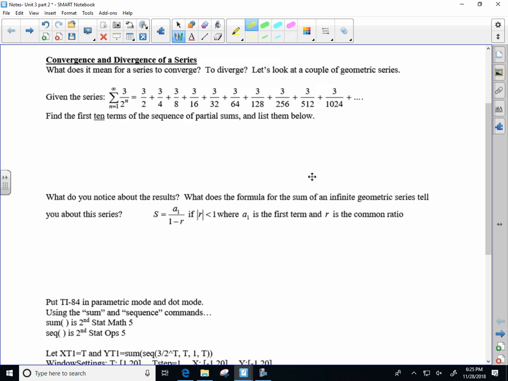So, convergence and divergence of a series. What does it mean for a series to converge? Well, we've kind of discussed this already. We settle on a particular value. And again, it's not as important what the particular value is.